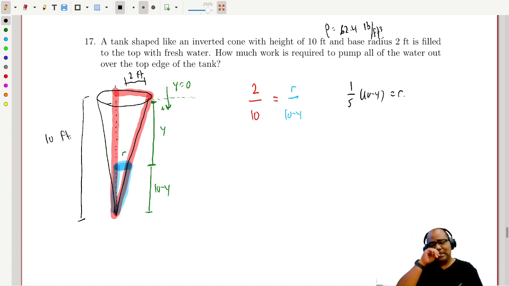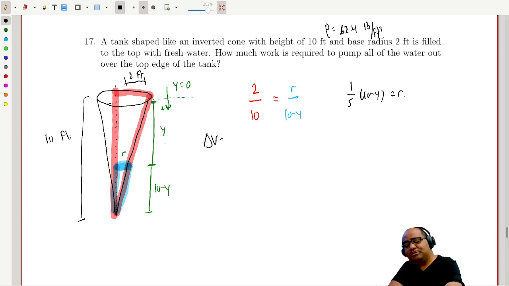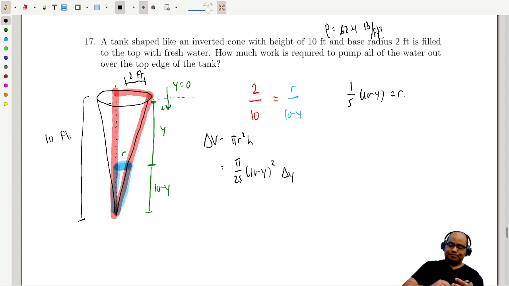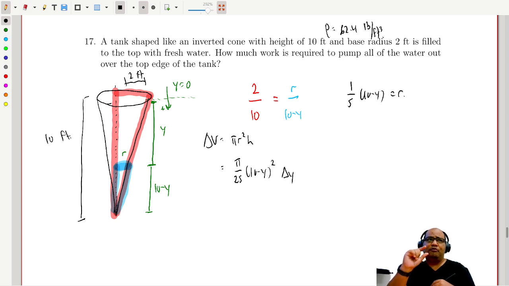All right, so now we're going to go through the same argument here. We're going to build our elements. So the volume of one such small element, again, let's write it down, is pi r squared h, that is pi r squared delta y. Well, the radius is there. When we square that, we'll get pi over 25 times 10 minus y squared, times the height, which in this case is the thickness, delta y. That's our little volume element, a little puck of water.